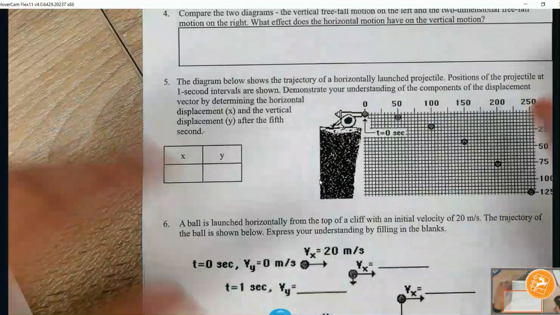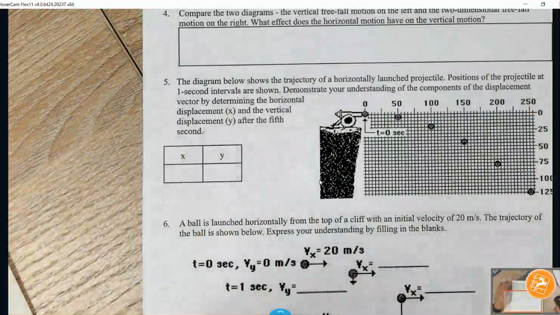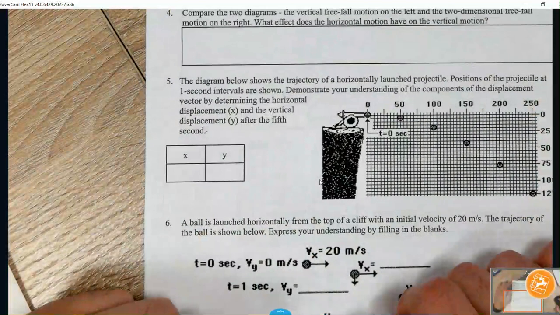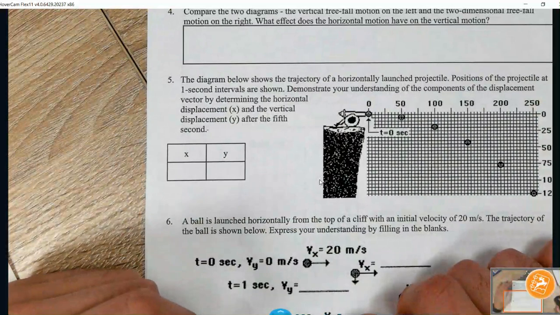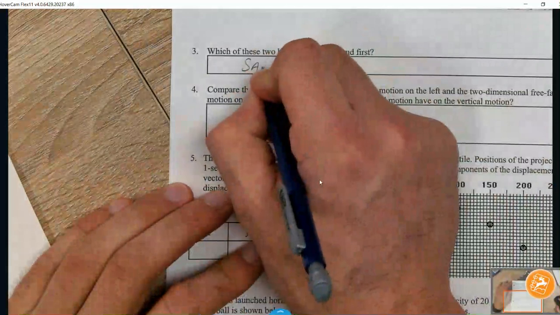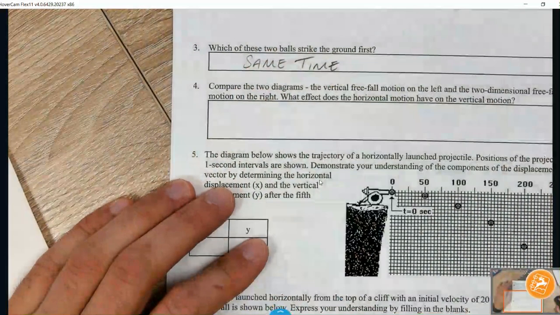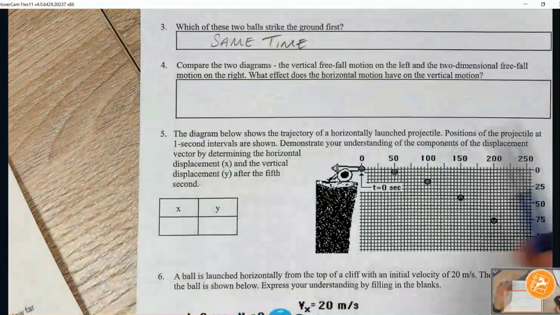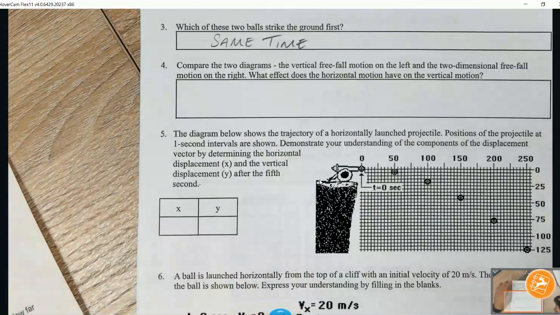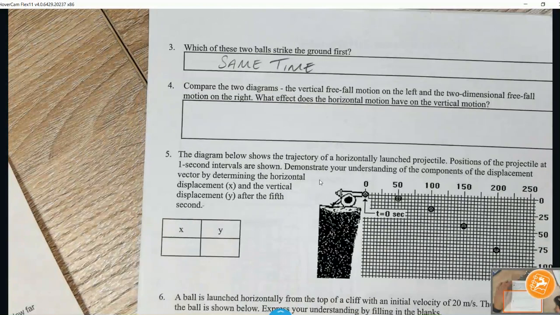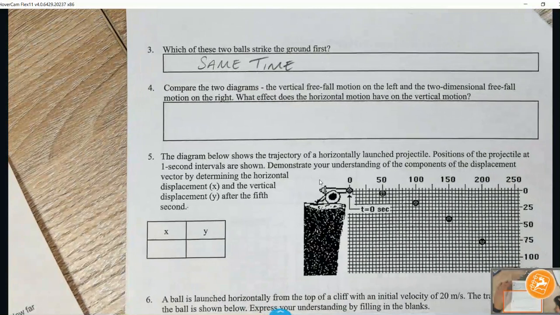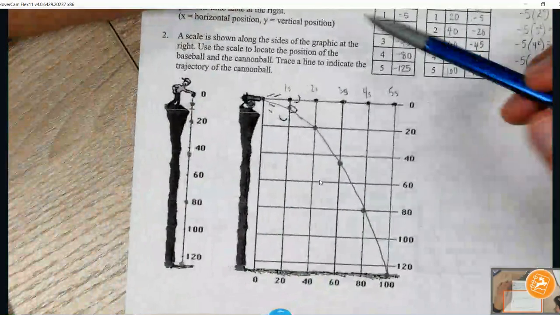So, which of the two balls would strike the ground first? Same time. All right, good. Same time. Comparing the two diagrams, the vertical freefall on the left and the two-dimensional freefall motion on the right, what effect does the horizontal motion have on the vertical motion?